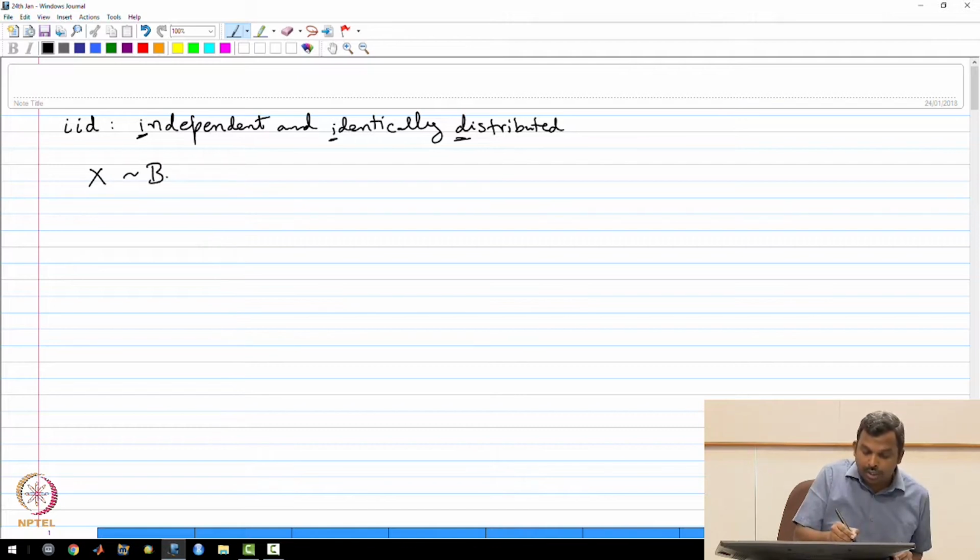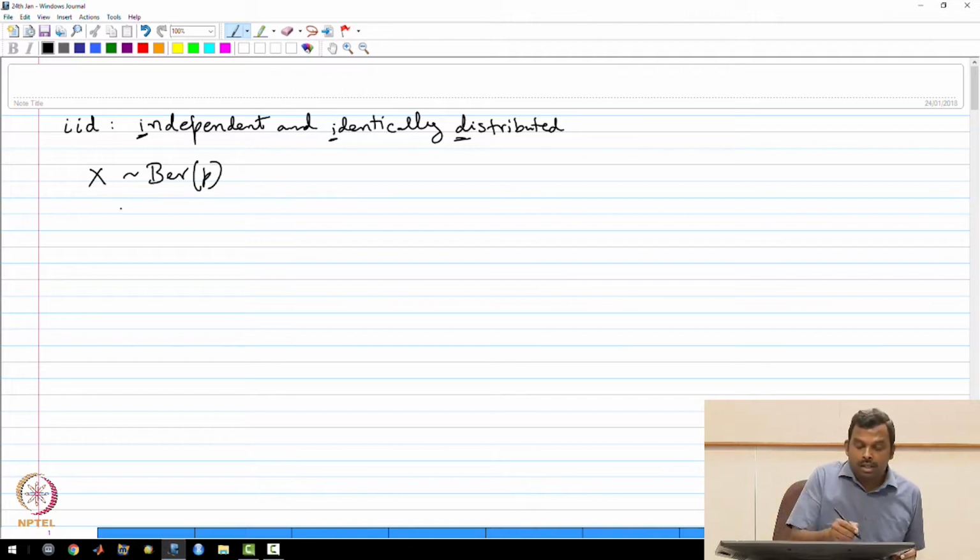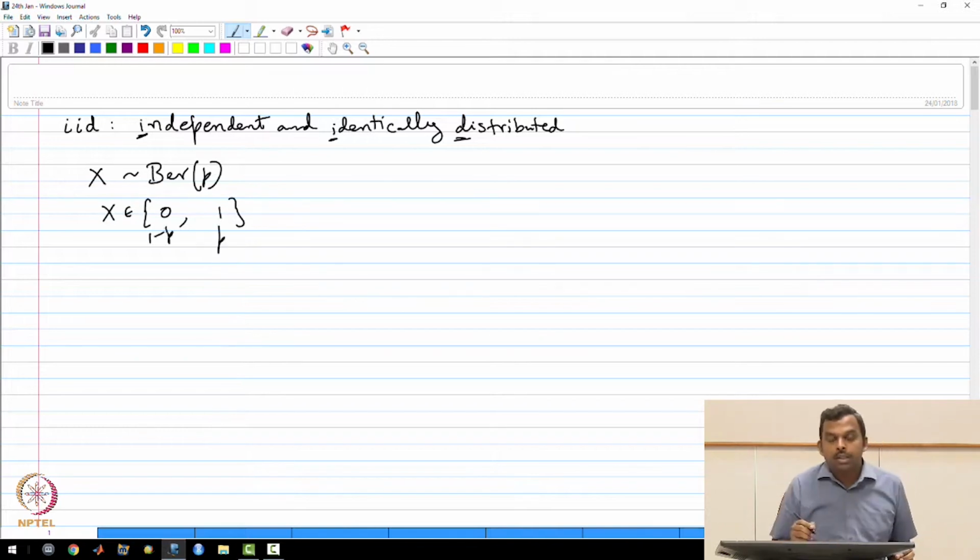X is Bernoulli with P. So what is the meaning of this? When I say X is Bernoulli P, the random variable X takes two values, 0 and 1. The value 0 with probability 1 minus P and the value 1 with probability P. So that's the meaning of this. So this is like a coin toss, right? You toss a coin once, you get a Bernoulli random variable. So 1 could be heads, 0 could be tails.